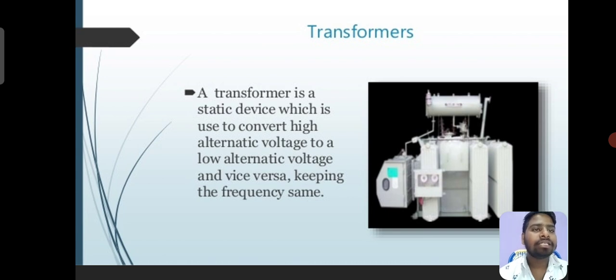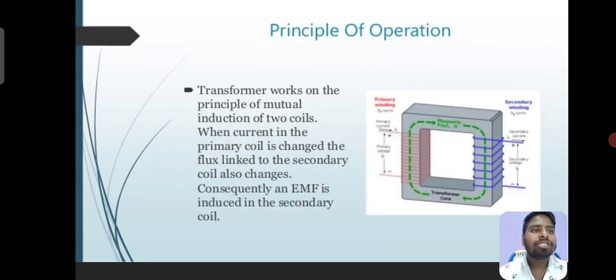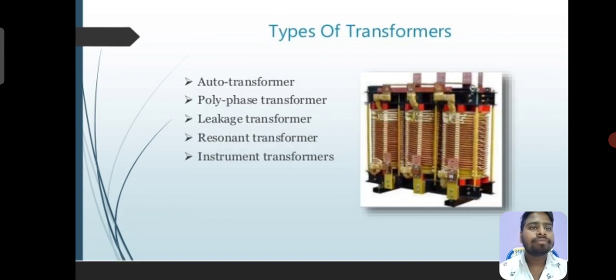Here is a figure with the principle of operation. A transformer works on the principle of mutual induction of two coils. When current in the primary coil is changed, the flux linked to the secondary coil also changes. Consequently, an EMF is induced in the secondary coil. Here the figure is given.